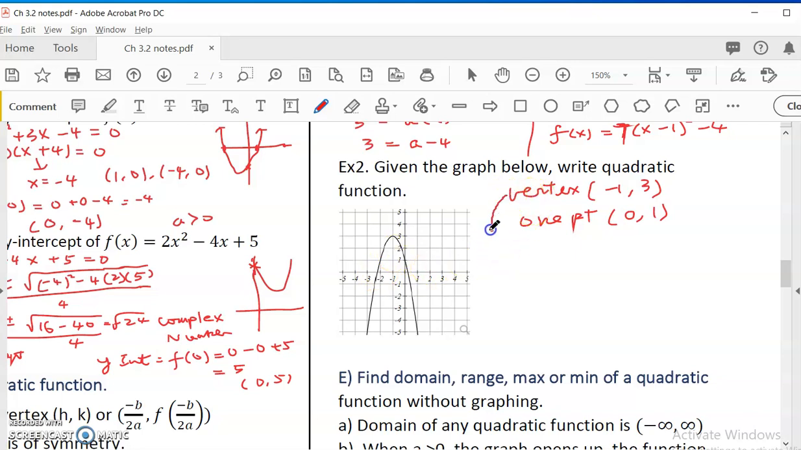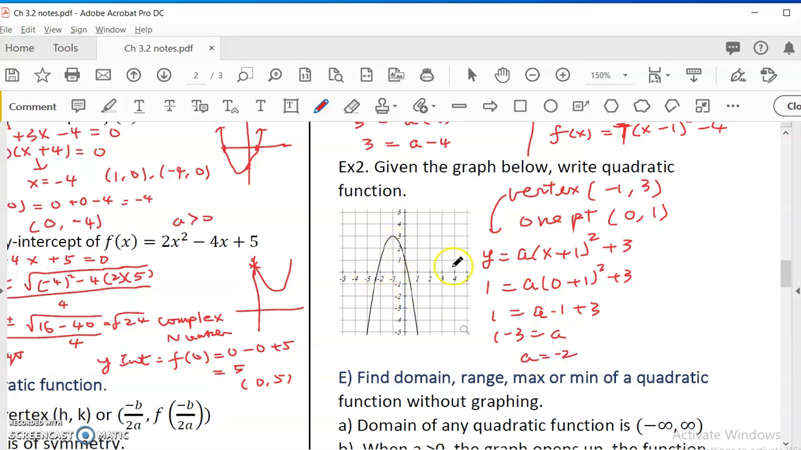Once you have the vertex, you can write the template. So y equals a(x plus 1) squared plus 3. Remember, minus h, with h being -1, becomes plus, and this is k. Then I'll use the second point: 1 equals a(0 plus 1) squared plus 3. So 1 equals a times 1 plus 3. So what is a? 1 minus 3 equals a, so a equals -2. So you can tell that it is a downward parabola.